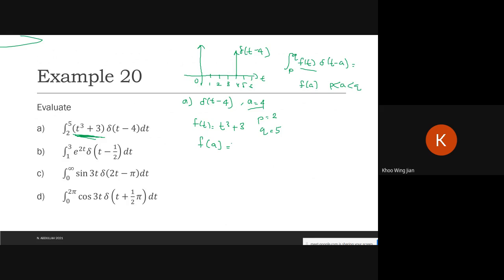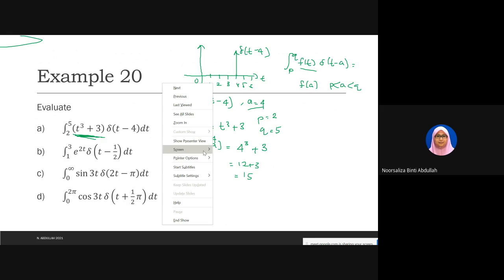4 power 3 plus 3. FA awak akan jadi 4 kuasa 3 plus 3. Okay. This one ni akan jadi F4. Okay. So your A adalah 4, T awak adalah 4. Okay. So sama juga dengan 12 tambah 3 sama juga dengan 15. Silap. 4 kuasa 3 jadi 12 pula.